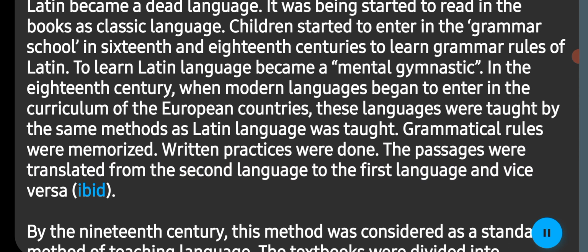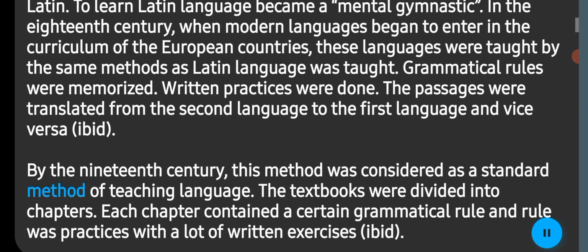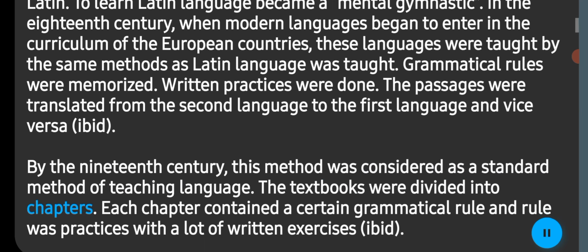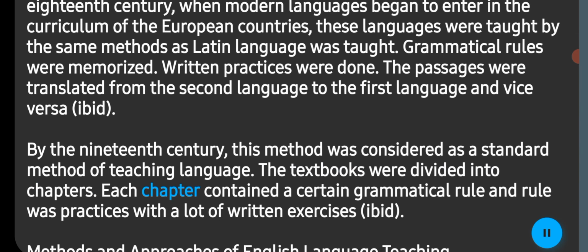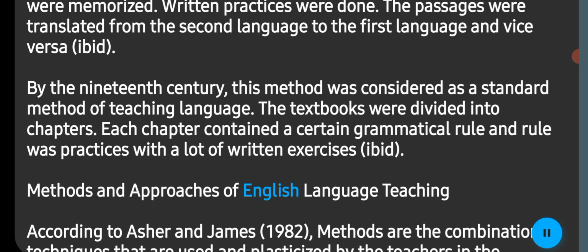By the 19th century, this method was considered the standard method of teaching language. The textbooks were divided into chapters. Each chapter contained a certain grammatical rule, and the rule was practiced with a lot of written exercises. Methods and approaches of English language teaching.